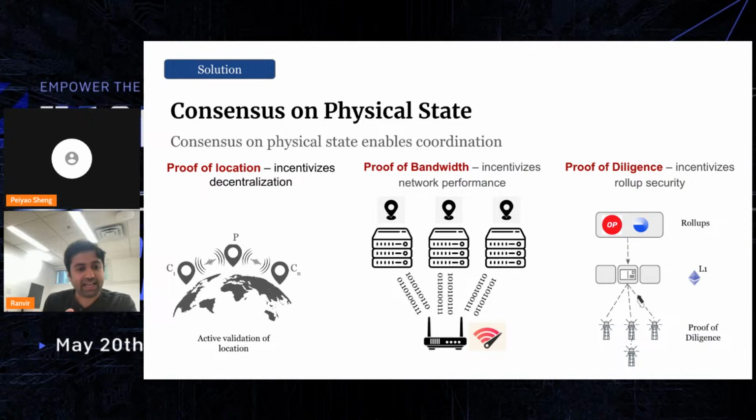A physical asset has various attributes, be it its location, its connectivity, bandwidth, its compute capacity, storage, energy capacity, and so on. We have a few of these systems developed. Fundamental to this is proof of location, which actively validates location for any connected computer throughout the world. We have proof of bandwidth, which measures the network capacity. Think of this as a decentralized speed test. And proof of diligence, which ensures that any compute is performed correctly.